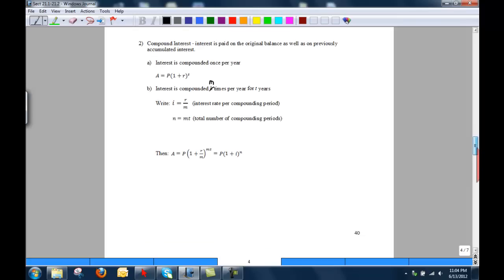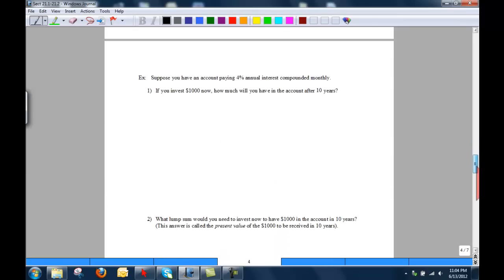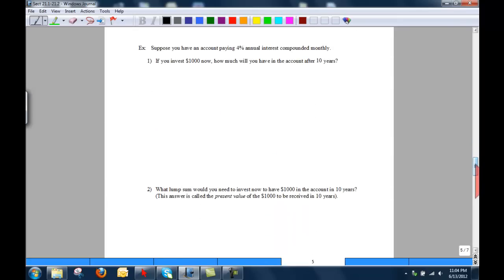Now let's go back and answer those questions that I was asking at the beginning. Suppose you have an account paying 4% annual interest compounded monthly. Question number 1, if you invest $1,000 now, how much will you have in the account after 10 years? So first of all, the first thing to do in questions like this is to identify whether you're talking about simple or compound interest. In this case, we're obviously talking about compound interest, and so I'll use the compound interest formula.